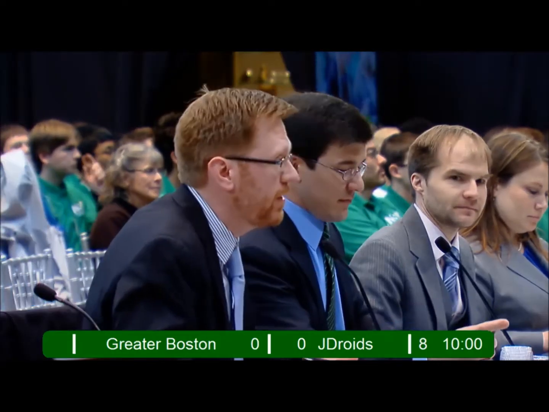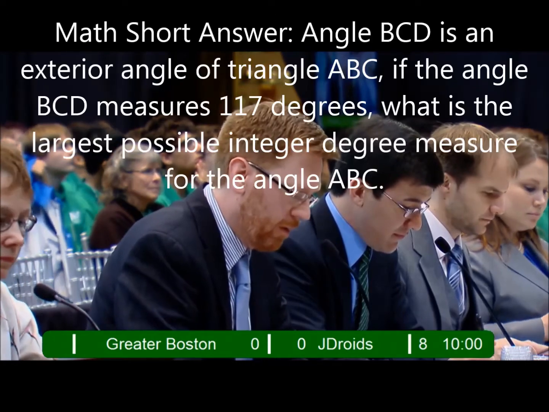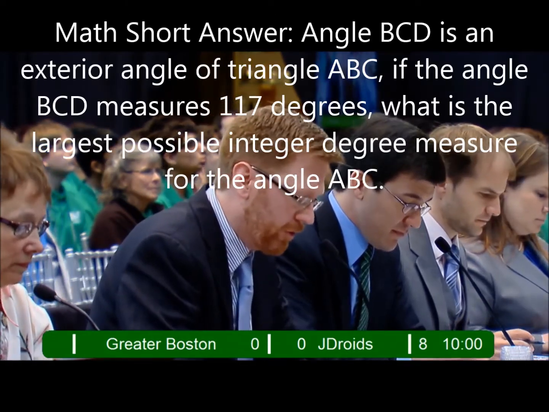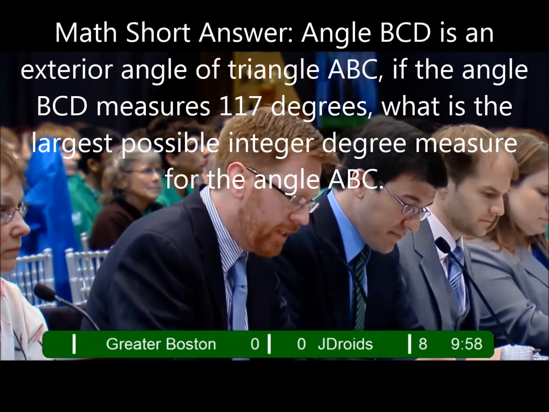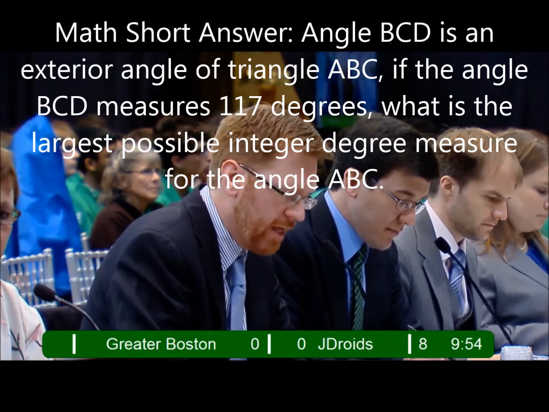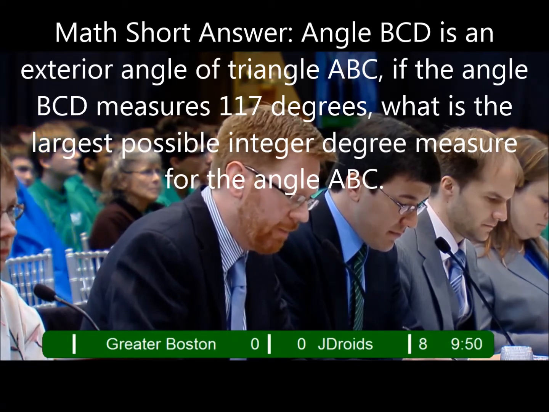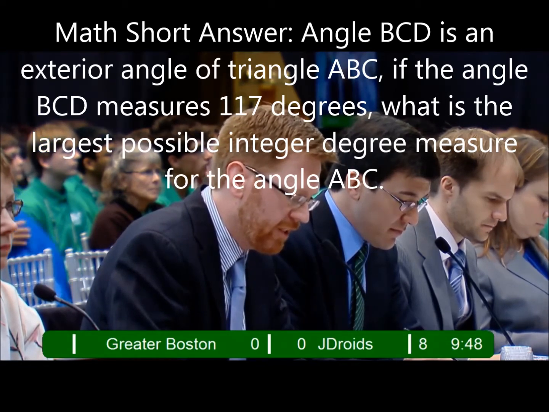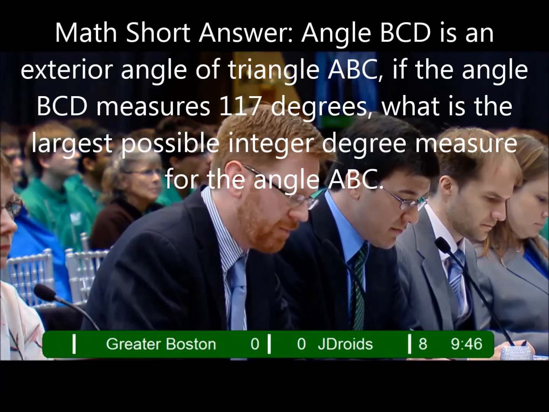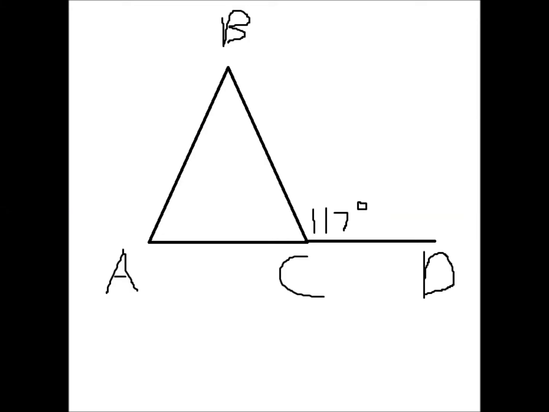Middle school double elimination round 8 with a toss-up for both teams. Question 1, math short answer. Angle BCD is an exterior angle of triangle ABC. If the angle BCD measures 117 degrees, what is the largest possible integer degree measure for the angle ABC?